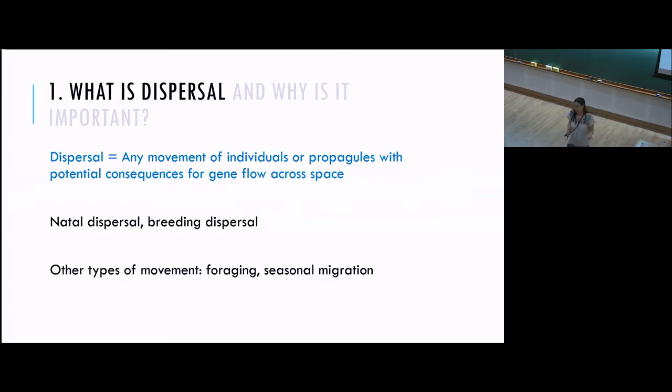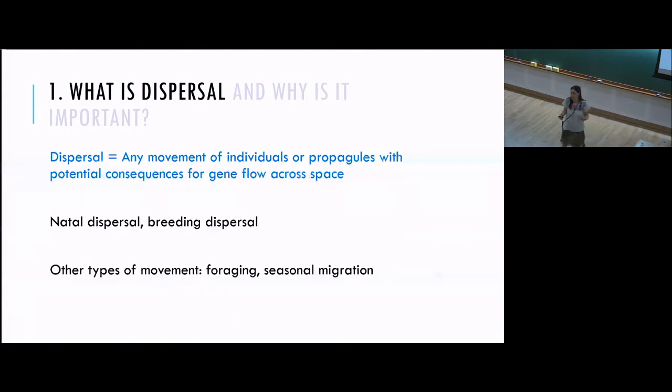Breeding dispersal, you know what it is? Yeah, so you've already bred somewhere and you're moving to breed somewhere else. So this has also consequences for gene flow to space because you spread your genes potentially in some places and you're gonna potentially reproduce and spread your genes in some other places.